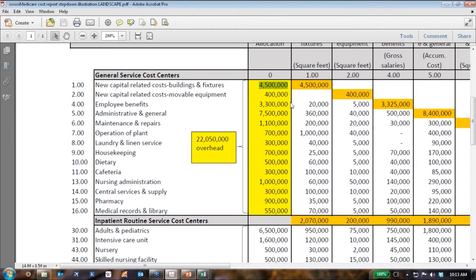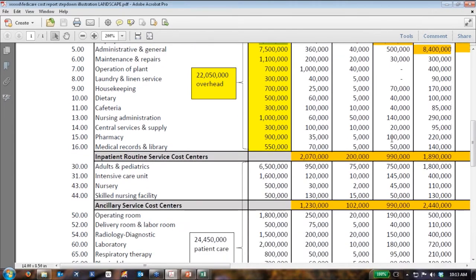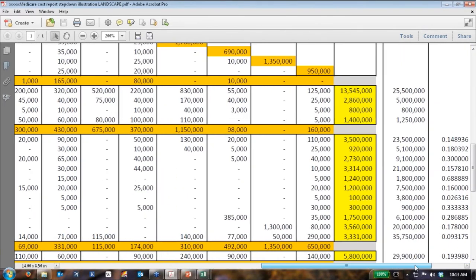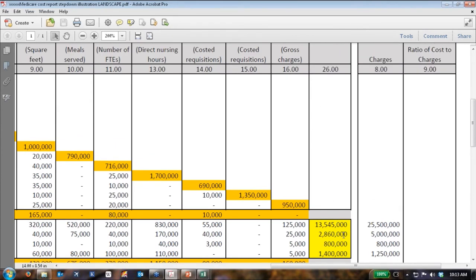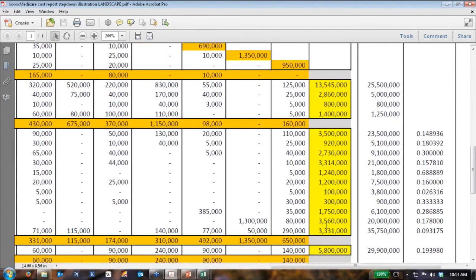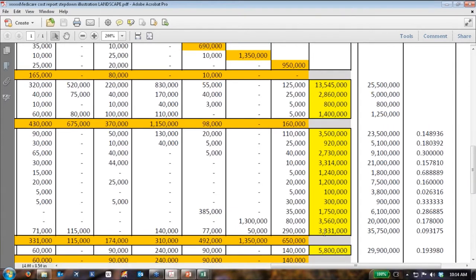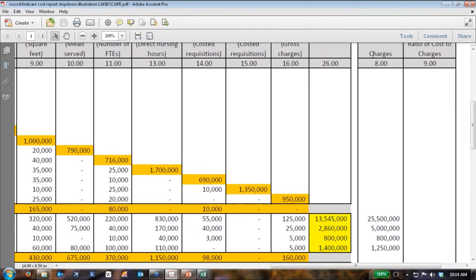You take this 400,000, then you take the employee benefits of 3.3, you allocate that as well, and you get rid of it through this allocation mechanism until at the end it's all gone. You see there's nothing left here in the step-down mechanism above, and all of the yellow numbers are now included in whatever cost numbers were already there in these revenue producing departments. And once you have done that, you can then line up each of these costs with your charges.